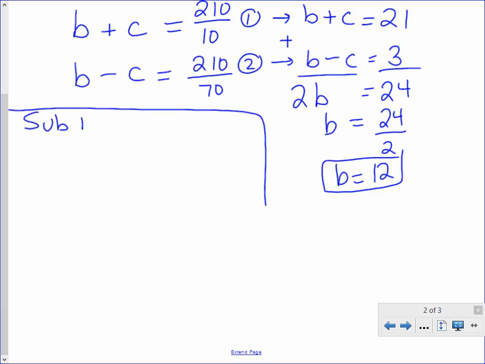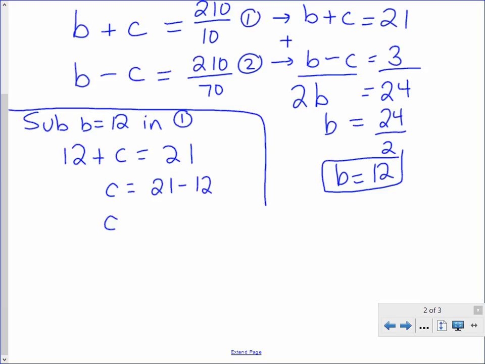Substitute B equals 12 into the first equation. 12 plus C equals 21, so C equals 9. That's the speed of the current.